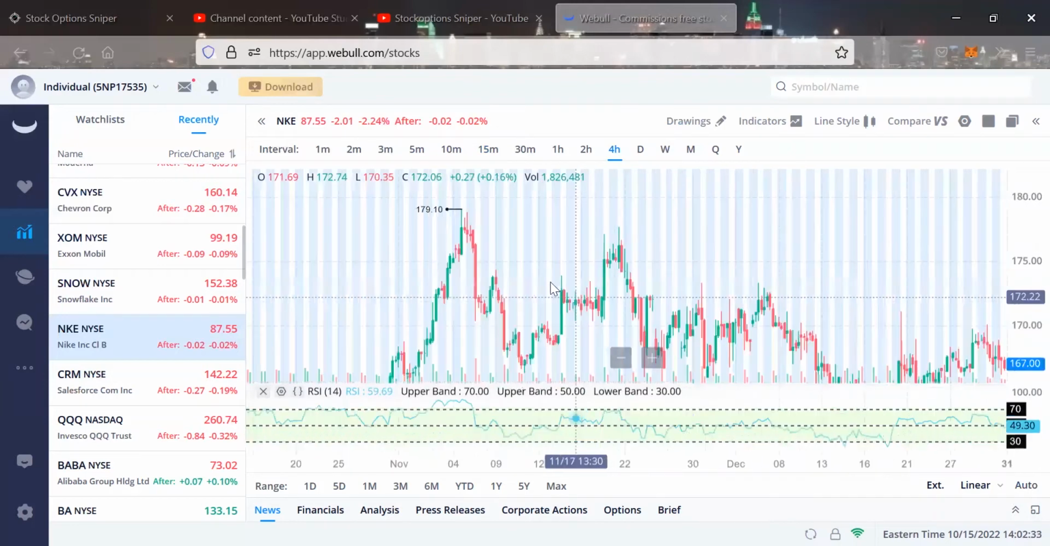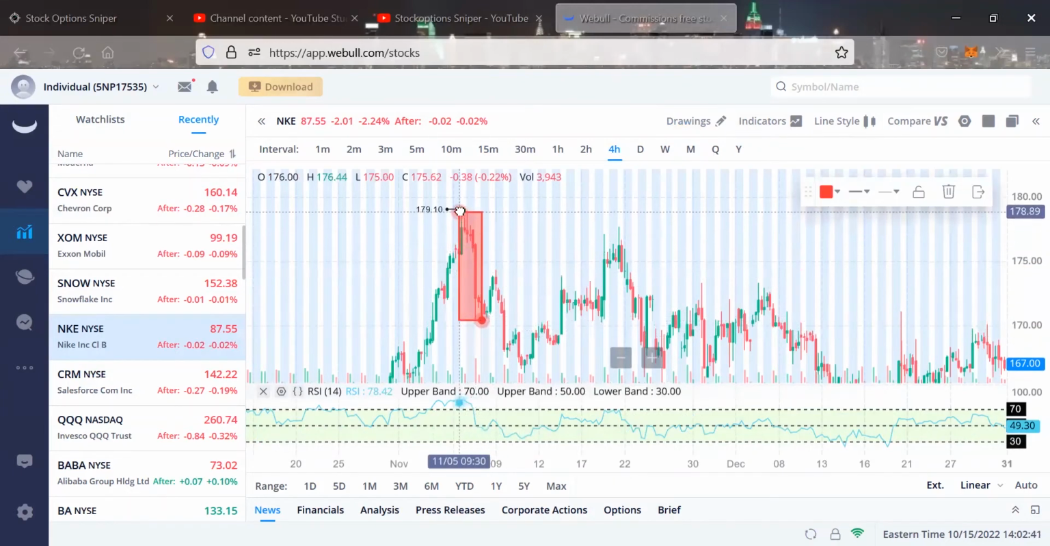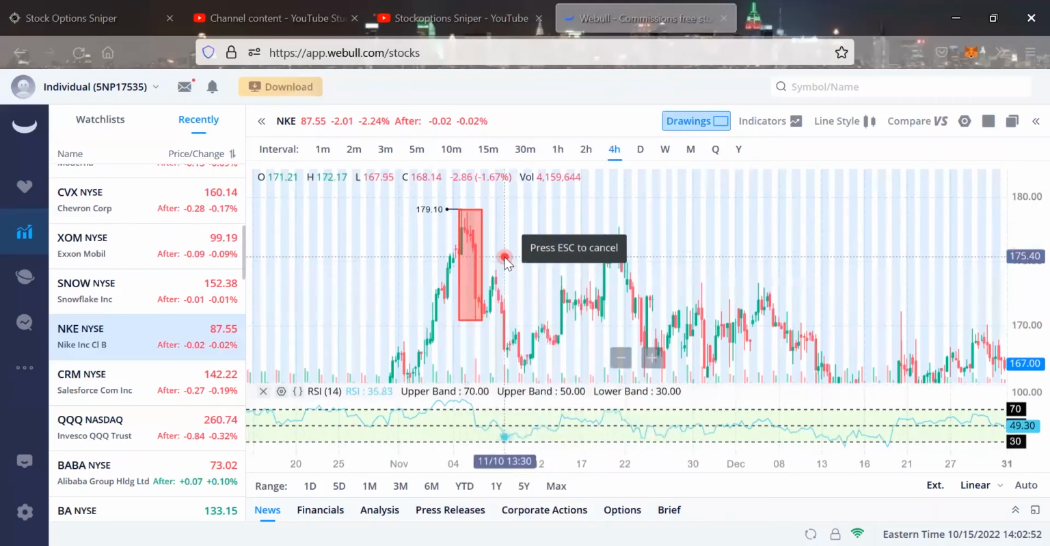So check this out. Let's say this structure, right here. We find that impulse from this low to that high, yes? We find that last up move before the down move, which is this green candle and its overall wick, right? So we're going to use that as a SND.